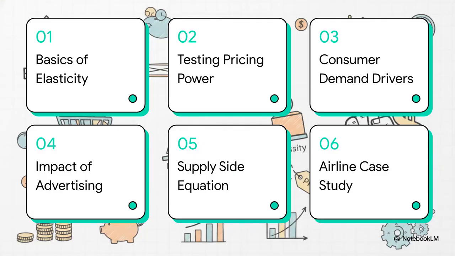First, the basics of elasticity. Second, testing your pricing power. Third, what drives consumer demand. After that, the impact of advertising, followed by the supply-side equation. And finally, a case study on airline pricing.